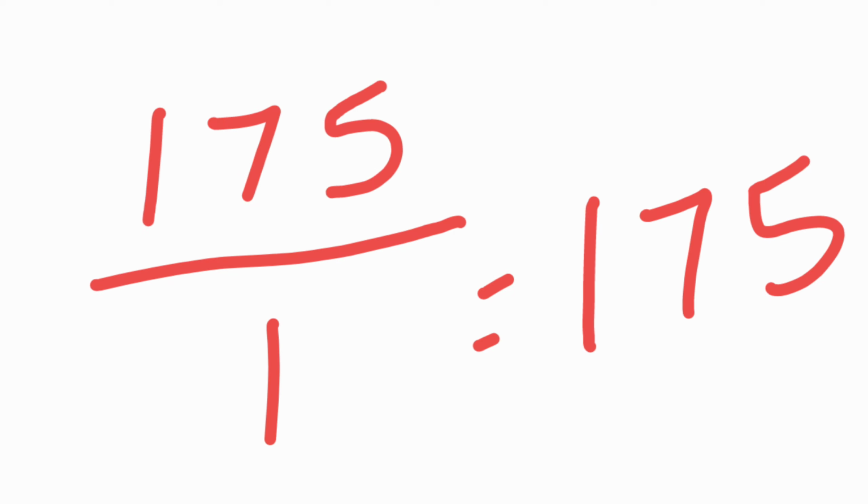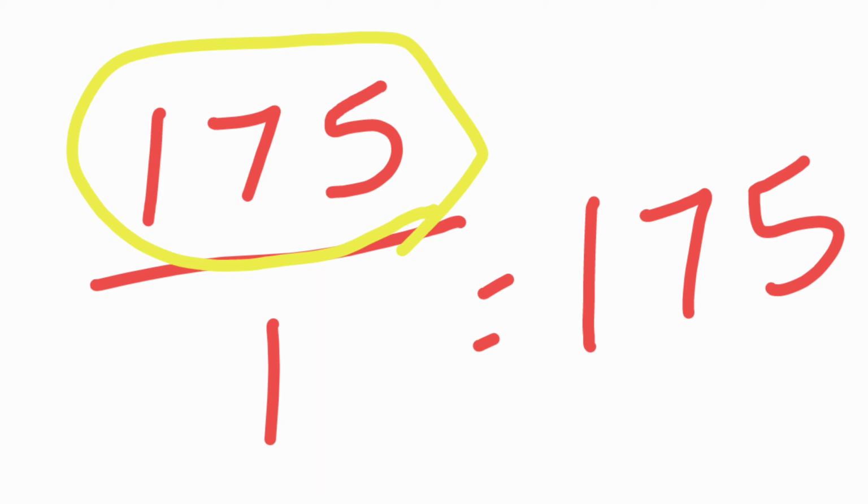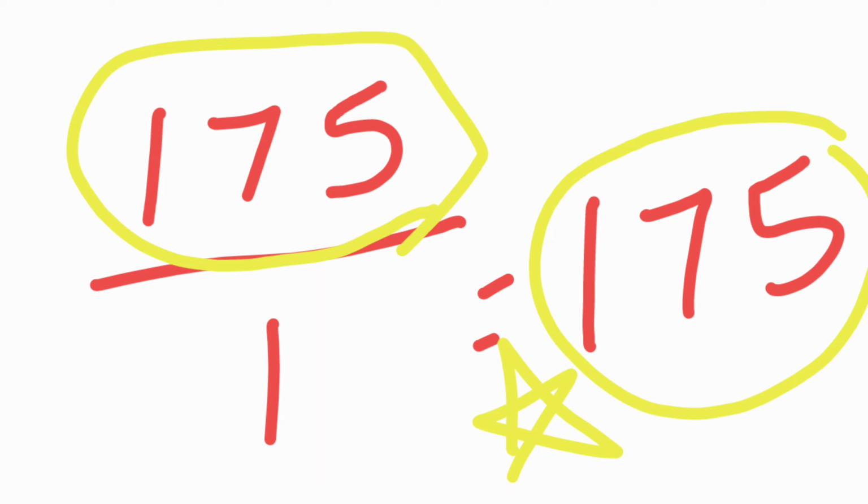And now we're at the last step, rename if needed. We're left with 175 over 1, and we know that any fraction that has a number on the numerator and a 1 on the denominator is the whole number that's at the top. So your answer is 175.